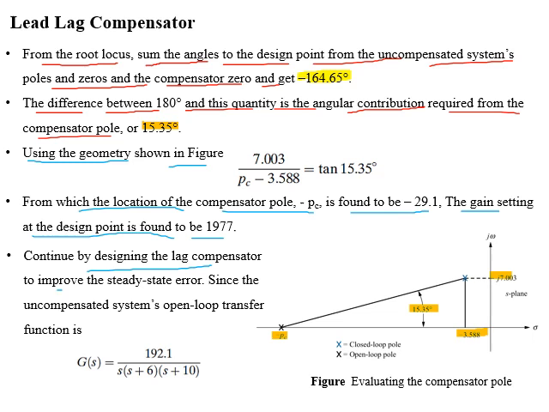Now after designing a lead controller, we will start the lag controller design. Since the uncompensated system transfer function is given by G(s) equals 192.1 divided by s into (s plus 6) into (s plus 10). Here gain K is equal to 192.1 for the system operating at 20% overshoot.